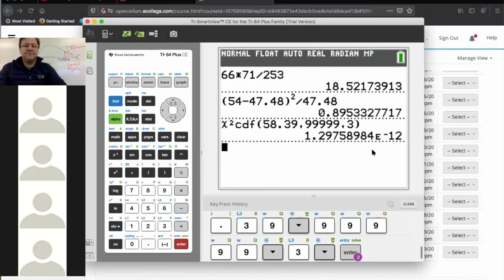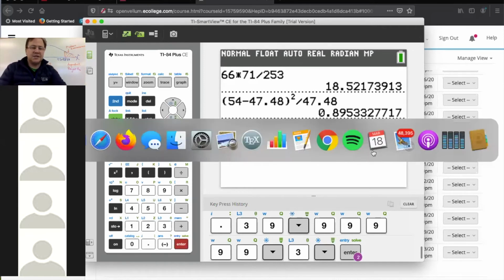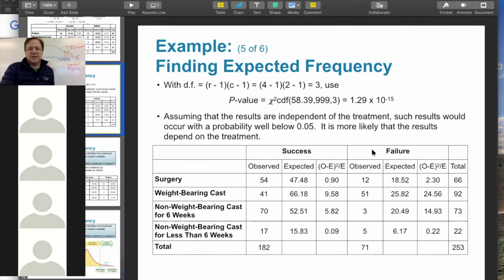Very small number. And just like in chapter 8, just like in chapter 9, when the p-value is small, we reject the null hypothesis. Okay? In other words, there's insufficient evidence to say that these variables are independent of each other. It appears that the result of the surgery does depend on which procedure you choose.